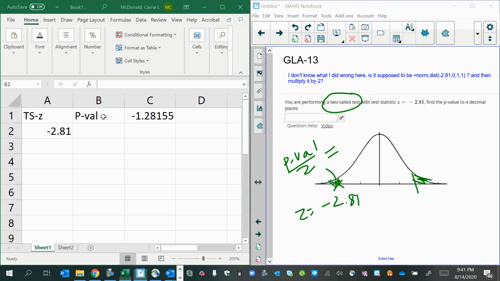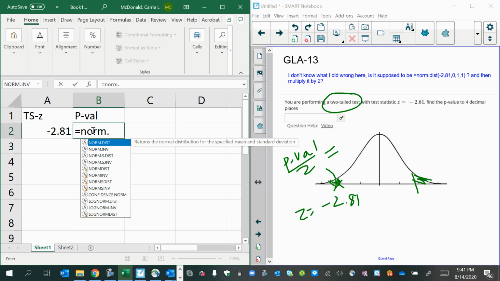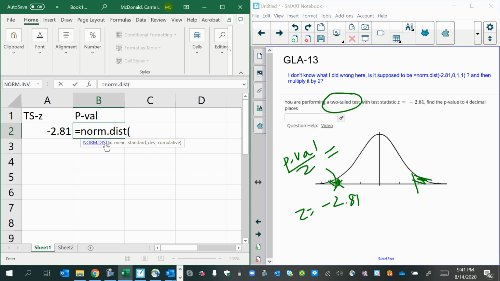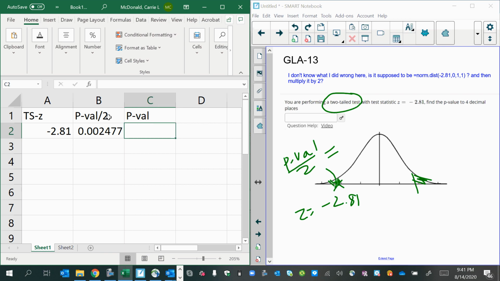So when you use norm.dist, and we're using that because it's under the standard normal distribution, we give it the x boundary, which is actually a z-score, so the mean is 0 and the standard deviation is 1. And we say yes for cumulative, and we get this area, but that is only half of the p-value. So the total p-value is equal to twice that much. Okay, so that's what our answer should be.